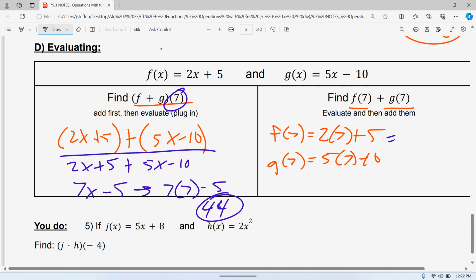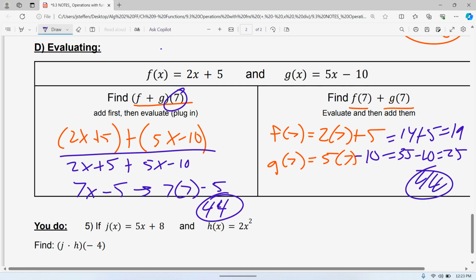And if you plug 7 in first, 2 times 7 is 14. 14 plus 5 is 19. 5 times 7 is 35. 35 minus 10. Sorry, my handwriting is super sloppy. Minus 10 is 25. 19 plus 25 is 44. So it doesn't matter how you do it.